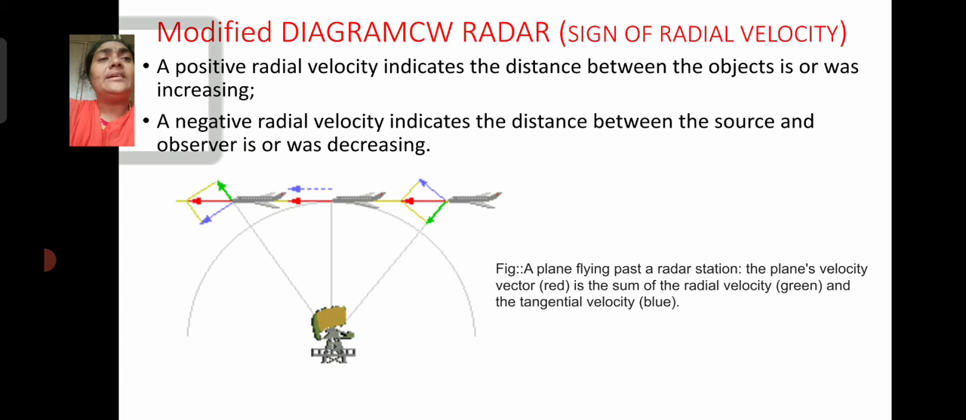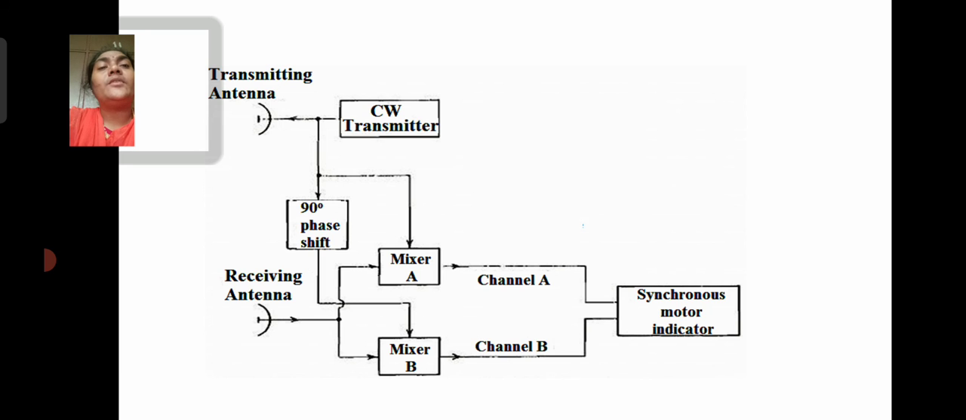To find the radial velocities, we modify the diagram of CW radar to get the sign of the radial velocity, that is, in which direction the target is moving. A positive radial velocity indicates the distance between the object and observer is or was increasing. A negative radial velocity indicates the distance between the source and observer is or was decreasing. For a plane flying past a radar station, the plane's velocity vector is the sum of the radial velocity and the tangential velocity. Here we can see three colors of lines: the red indicates the plane's velocity vector, green indicates the radial velocity, and blue indicates the tangential velocity. So this is the modified CW radar.